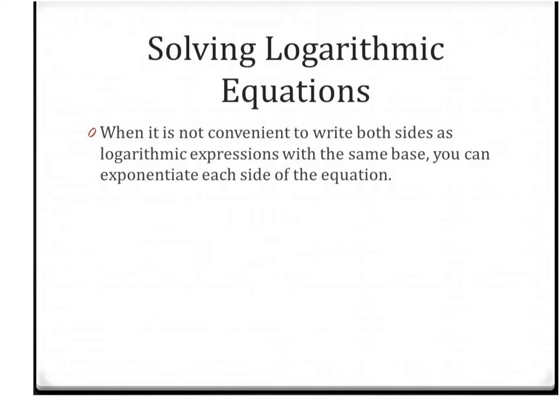Alright, so just to move on here, what happens when it's not convenient to write them with the same base? Or what happens when they're not both log base b? So what we're going to do here is called exponentiating the sides. That means we take the side as the exponent, so we're going to add a base to each side. So let's just say that x equals y, and so to exponentiate you're going to add a base, so we could say b to the x equals b to the y.